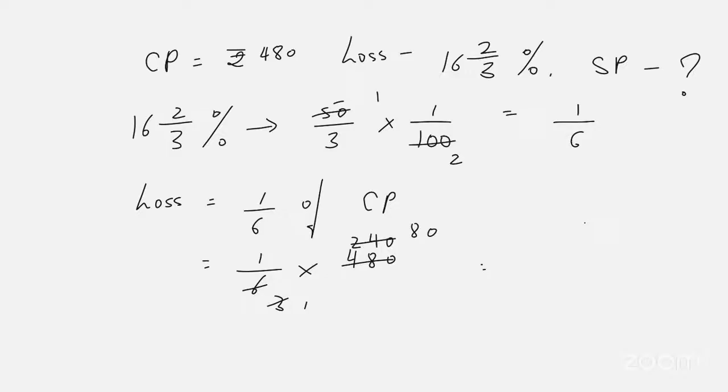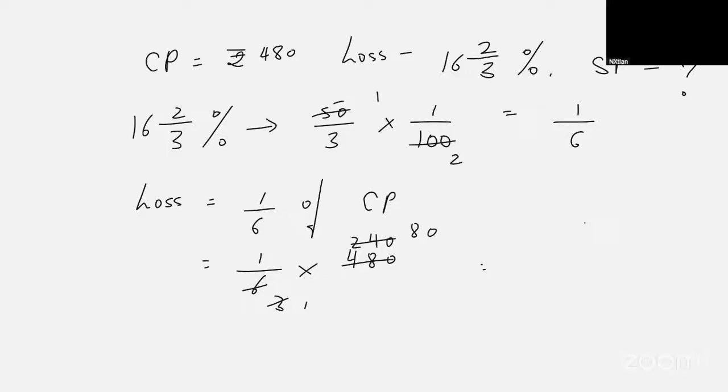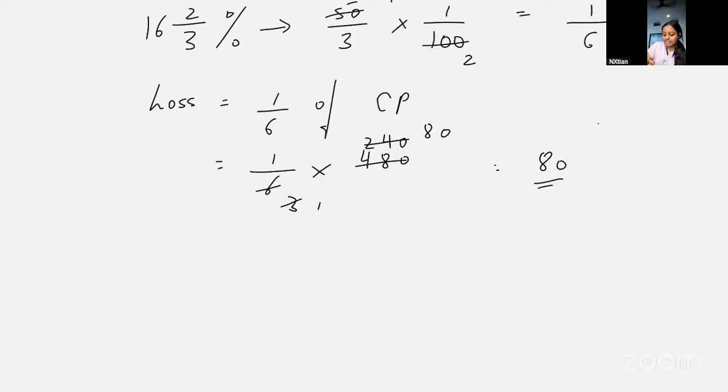Yes, 80. So 80 is what? My profit. Oh, sorry, not profit, loss. 80 is my loss. Now understand this, that loss happens in what condition? When the cost price is more than the selling price. Okay. When the cost price is more than the selling price, that is when loss happens.